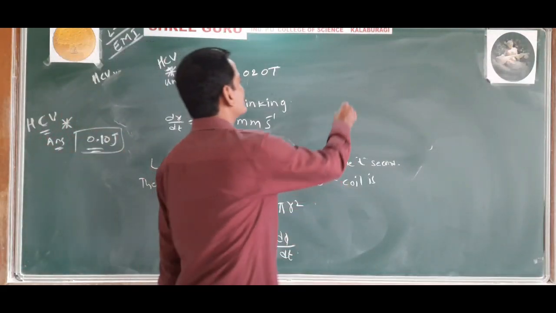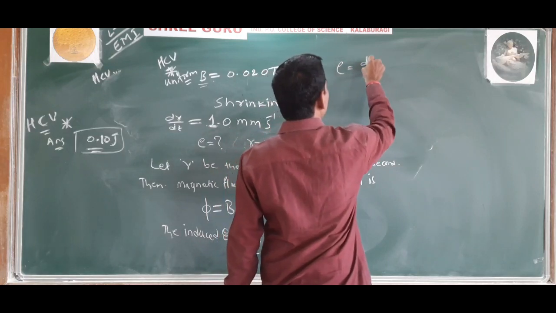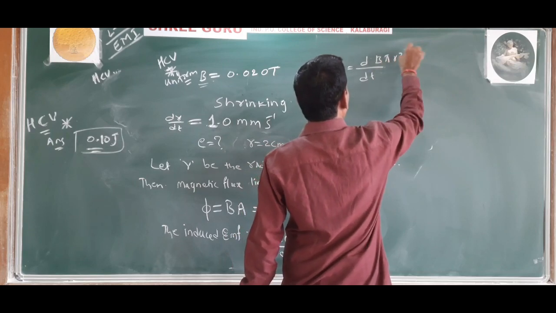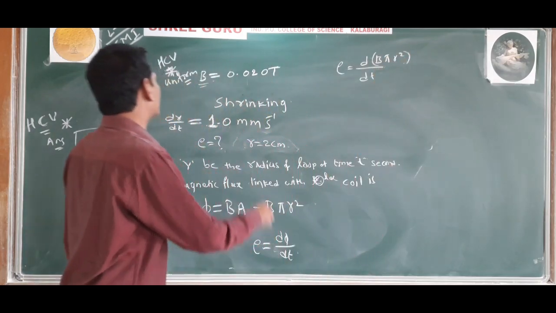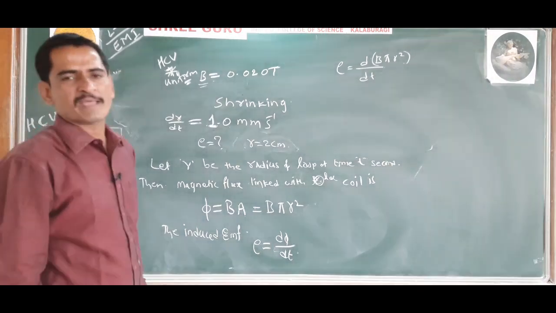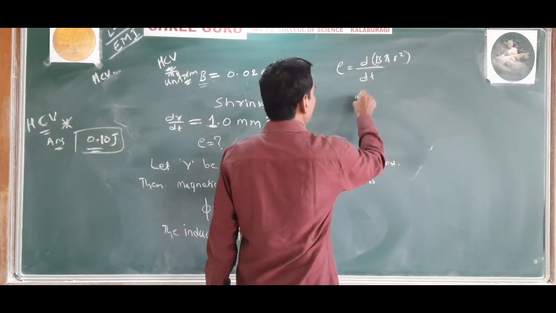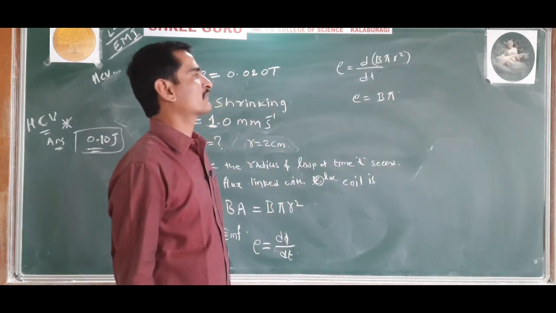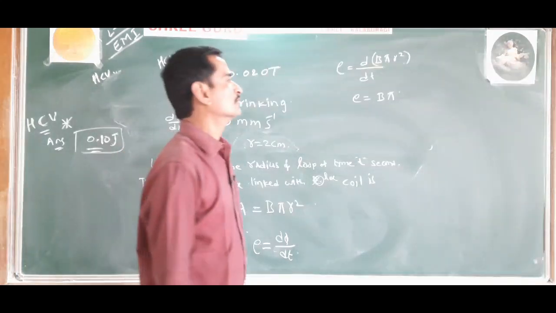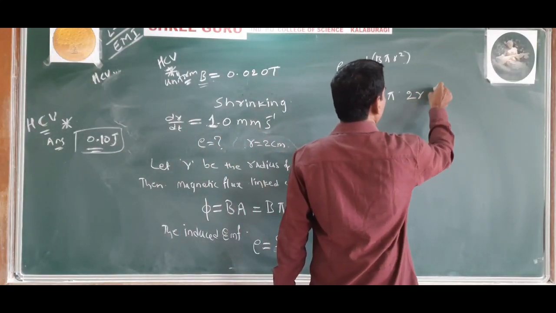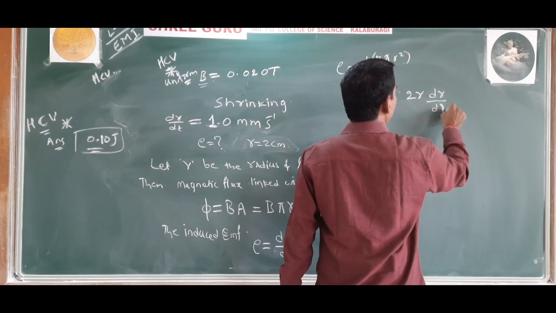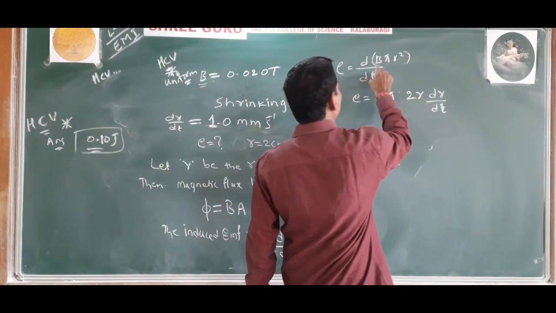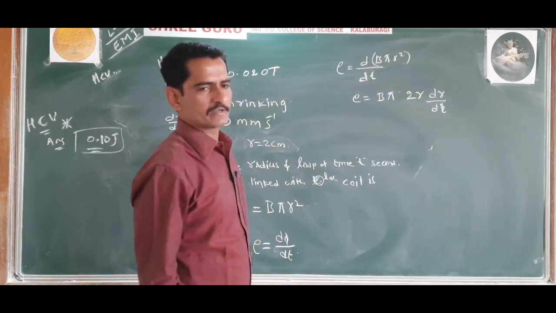So therefore E is equal to d by dt of phi. Phi is B pi r square, and B is uniform because they have given that the magnetic field is uniform. That means the magnetic field is constant, you cannot differentiate that. So the magnetic field is taken outside, and pi is also constant, taken outside. So differentiation of r square with respect to t will become 2r dr by dt. Understood? Differentiation of r square with respect to t is 2r dr by dt.